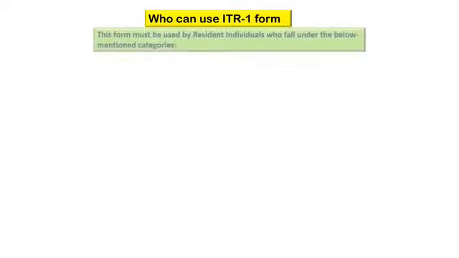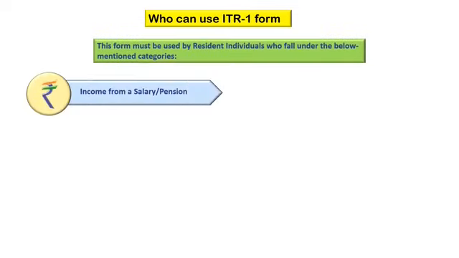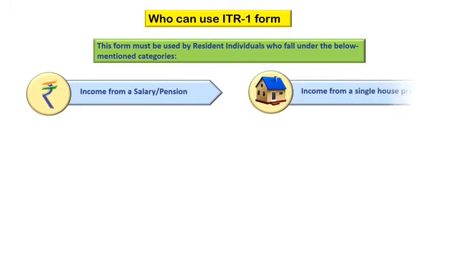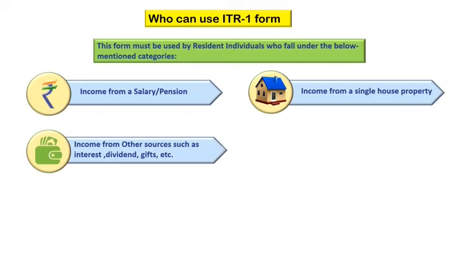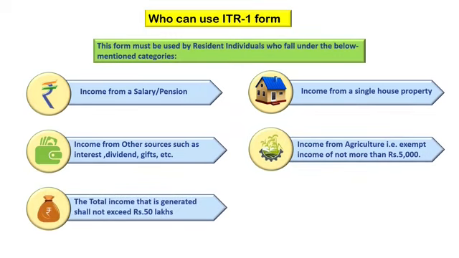ITR-1 form can be used by resident individuals who have income from salary or from pension, income from a single house property, income from other sources which may include interest income, dividend income or income from gifts, etc., income from agriculture which is not more than rupees 5,000, and the necessary precondition is that the total income generated from all the above sources shall not exceed rupees 50 lakhs.